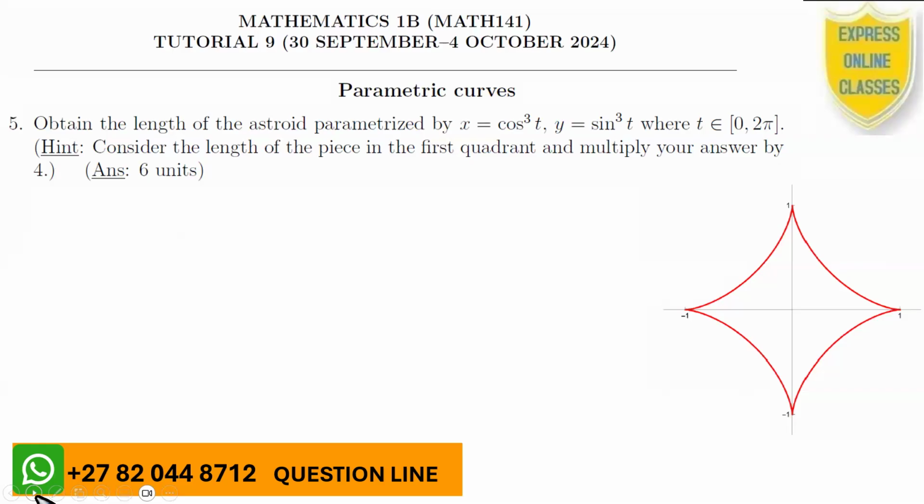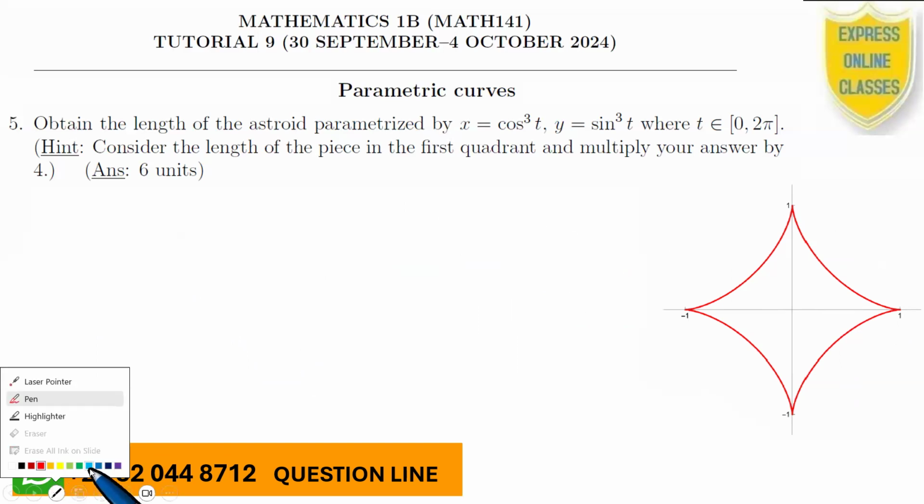Okay, let's do it. Let's tackle it. Number 5. Okay, now obtain the length of the asteroid. Asteroid parameterized by x equals the cosine cubed of t and y equals the sine cubed of t, where t is between 0 and 2 pi. Hint, consider the length of the piece in the first quadrant and multiply your answer by 4. That is, just do one part in one quadrant and then multiply the answer by 4, because these are congruent parts of the asteroid.